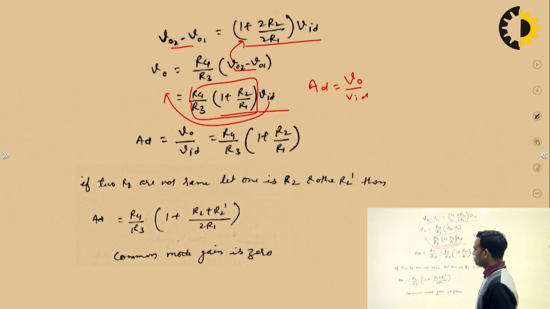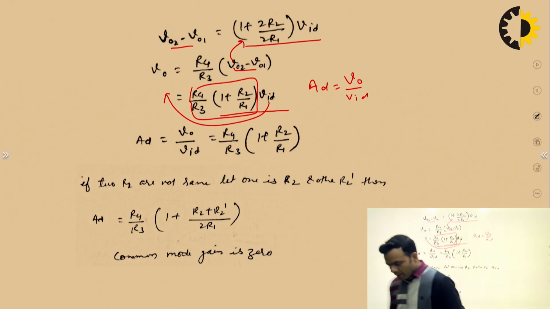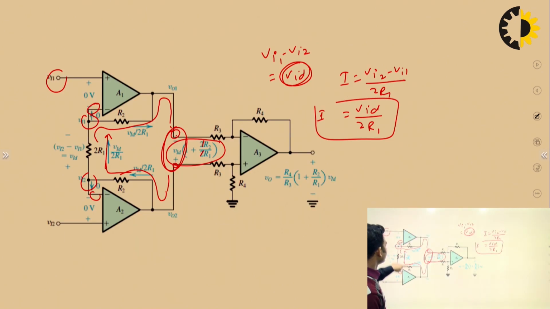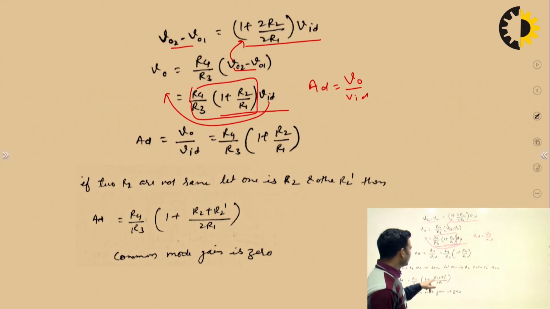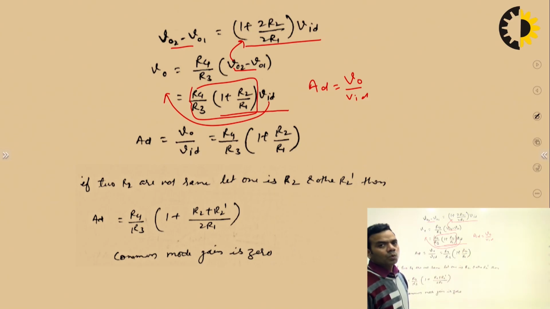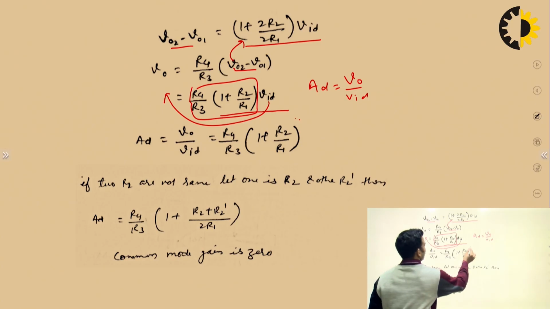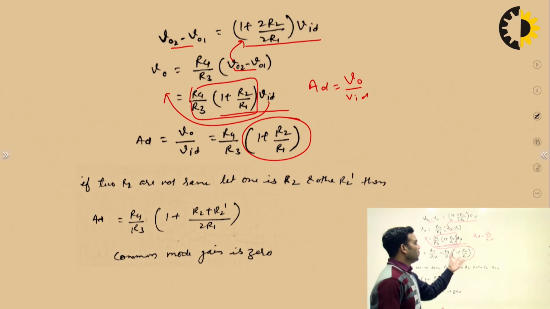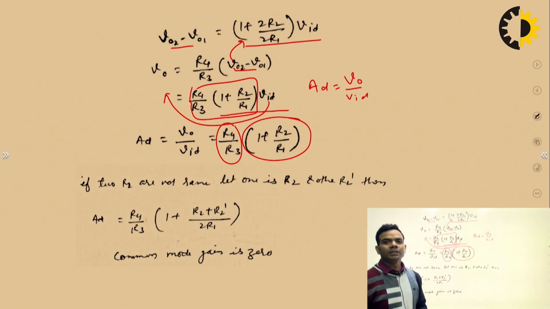So, if the two R2 are not same, that means if these two resistors will not be same, then we can take one as R2 and another as R2 dash. Rest everything will remain same. Now, see how it will provide more gain. One factor is this 1 plus R2 upon R1. By choosing proper values of R2 and R1, you can achieve the desired gain. If you want somewhat more gain, then you can again choose the value of R4 and R3 to get more gain.